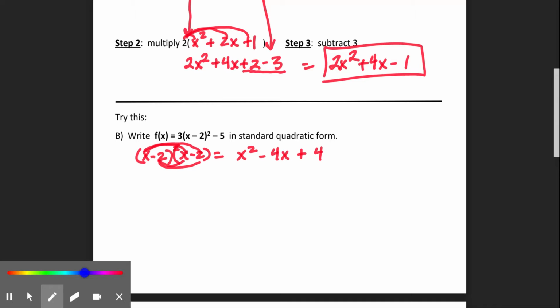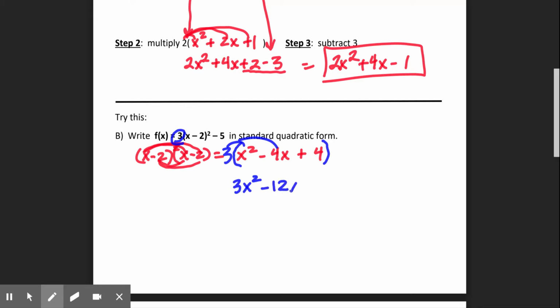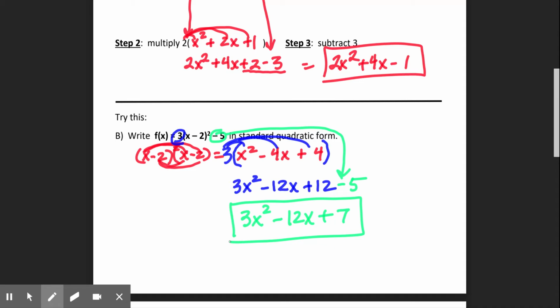Then what we're going to do is multiply that entire trinomial by 3, because that's what it's telling us to in that formula. So now we have 3 times x squared is 3x squared. 3 times negative 4x is negative 12x. And then 3 times 4 is 12. And we're going to take that minus 5 right here and just put it right here on the end. So your final answer will be 3x squared minus 12x, and 12 minus 5 is 7. So that would be your final answer.